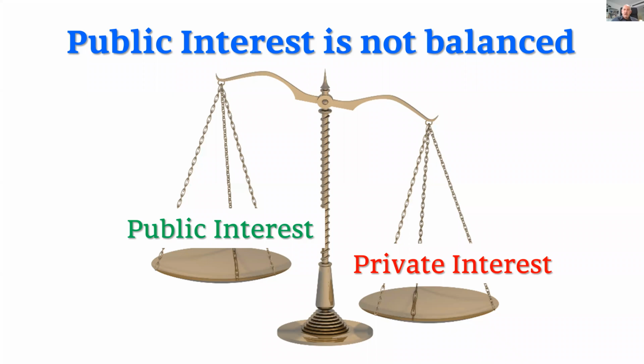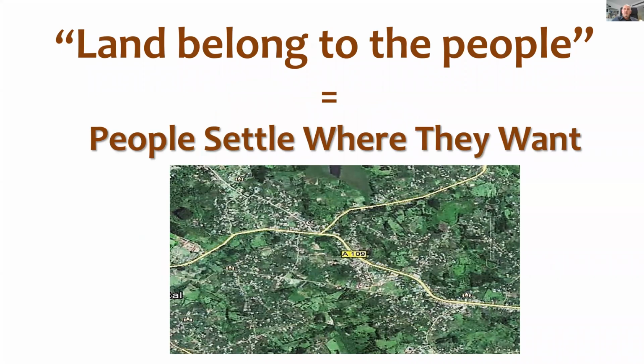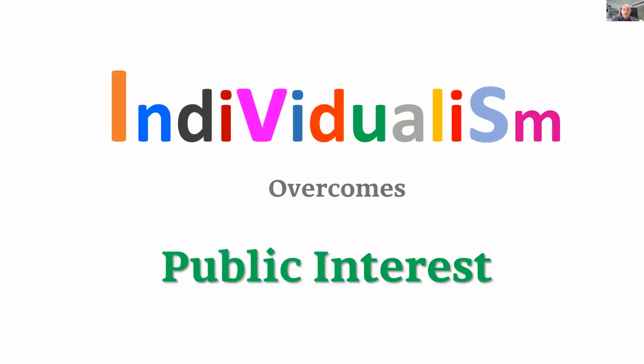And this is coming from one of the notions saying land belongs to the people, which means that people settle where they want, still in most places of the country. And when you fly over Uganda and you see the endless sprawl of settlements, agricultural and rural as well as urban or semi-urban, you see that the problem is phenomenal, which means that individualism overcomes public interest. And it has to be changed.